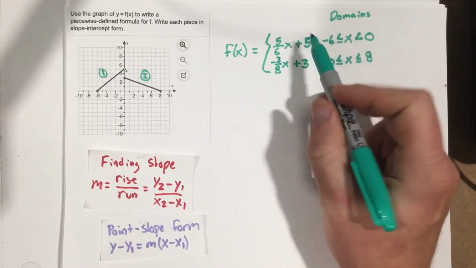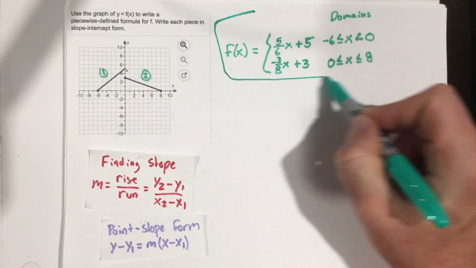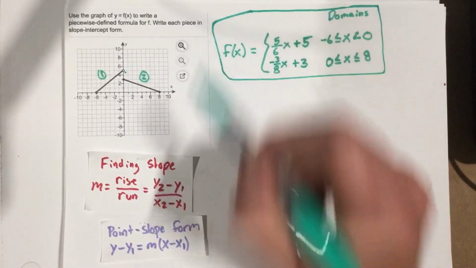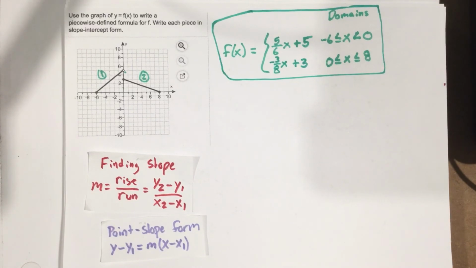And this right here is the solution. This is the solution for the piecewise defined function. Pretty simple if they give you the graph to come up with that.